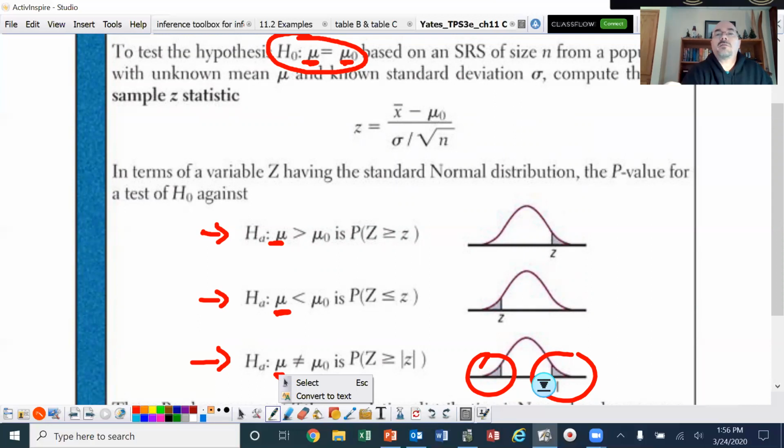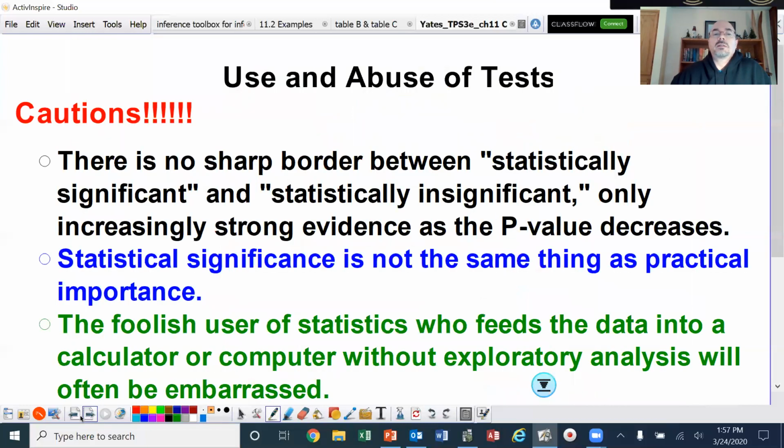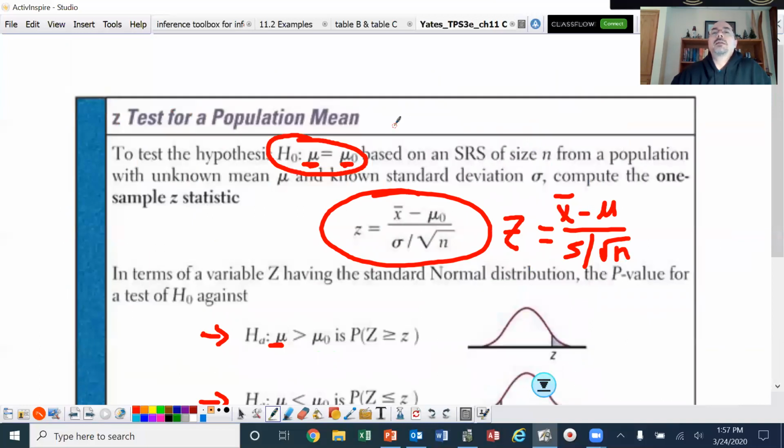All right, and then to find our z value, remember, it's whatever x bar is minus mu divided by the standard deviation over the square root of n. Now, that's if we know the standard deviation. If we don't know the standard deviation, remember, we use S, the standard deviation of the sample. All right. Okay, I believe that's it on this slide. Yes, it is. We're going to go over that next time.